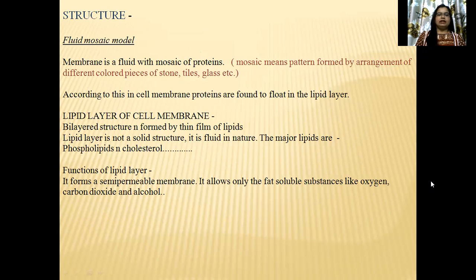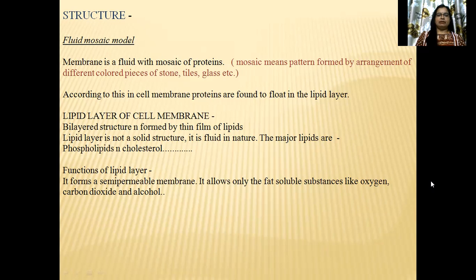Structure. Its structure is the fluid mosaic model. In this, the membrane is a fluid with a mosaic of proteins. Mosaic means a pattern formed by the arrangement of different colored pieces of stones, tiles, or glass, etc. So in this model, the mosaic are proteins. According to this, in the cell membrane, proteins are found to float in the lipid layer.